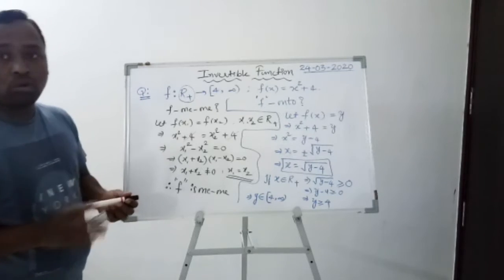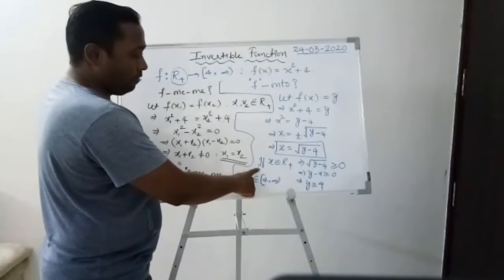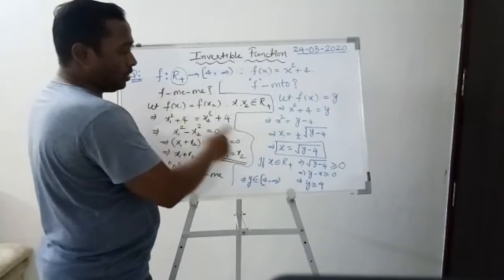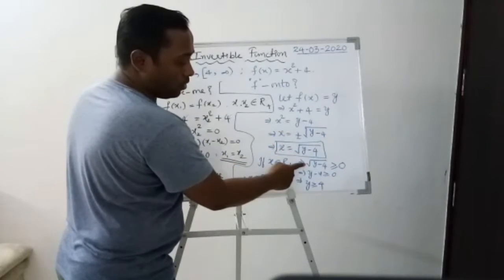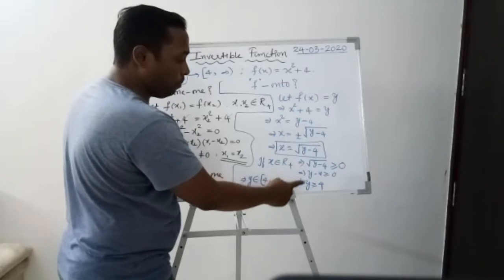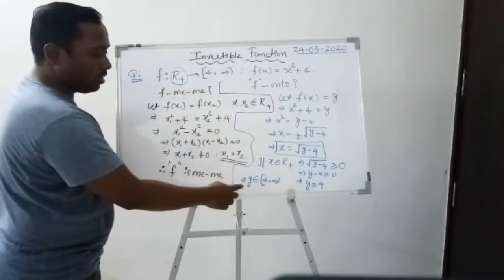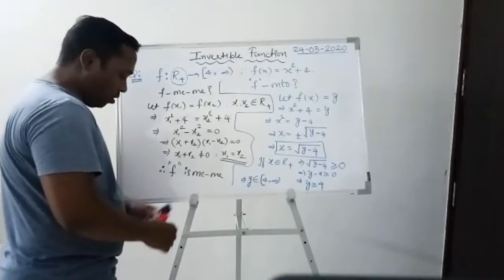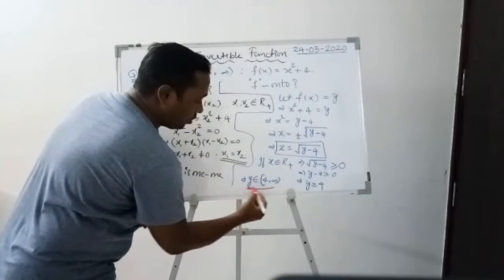Same here. So what we are discussing is, if x belongs to the domain of positive real numbers, which is equal to under root y minus 4, it must be greater than or equal to 0, which also implies y minus 4 is greater than or equal to 0, which implies y is greater than or equal to 4. So I can write that y belongs to 4 to infinity. So if you observe this statement, we got the range here.